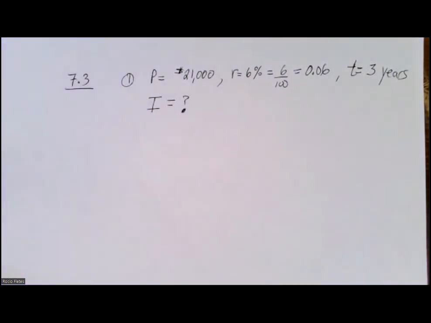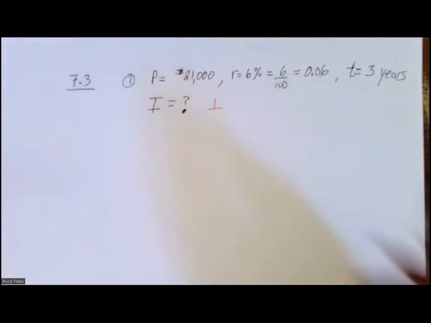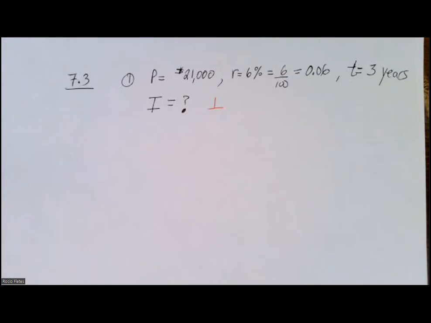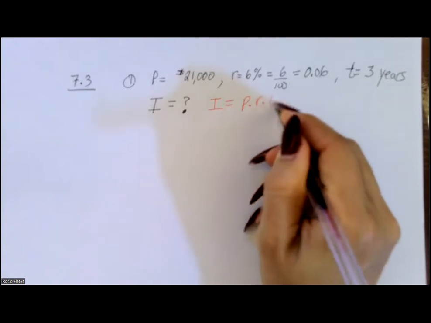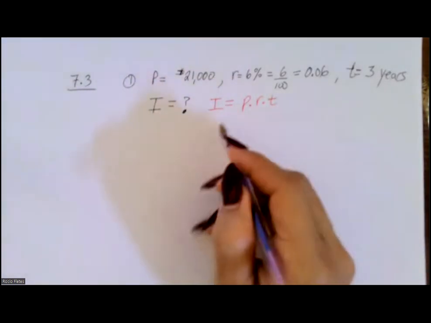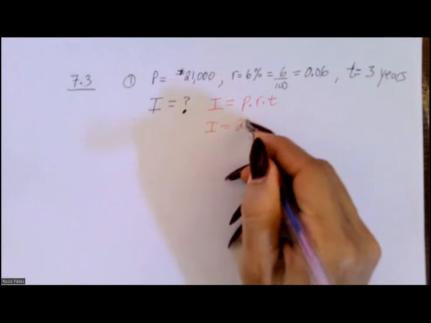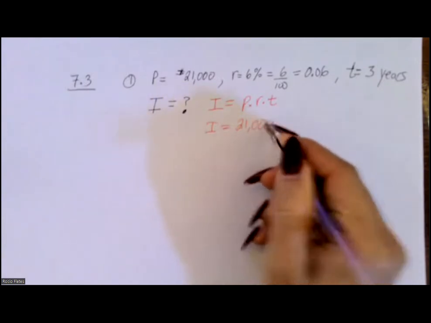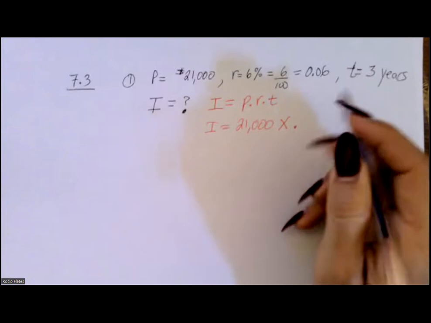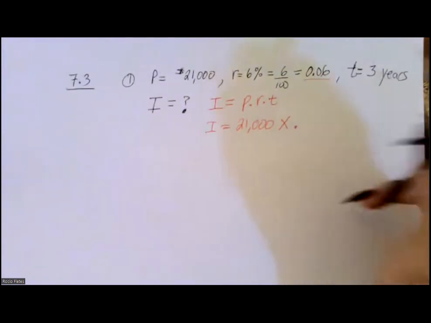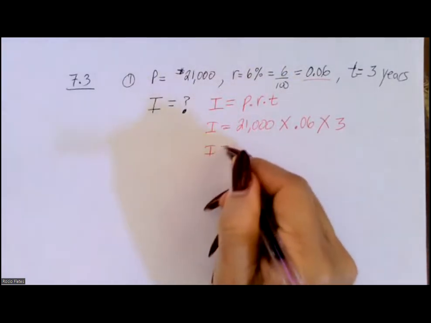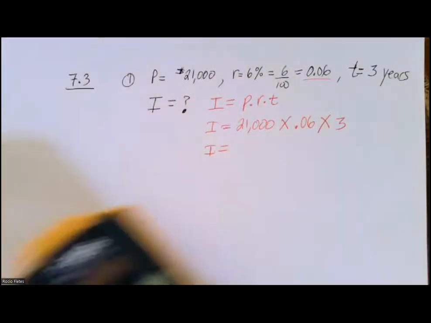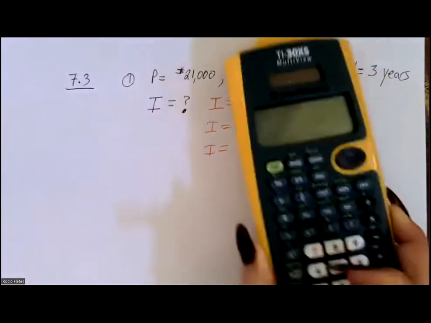Now, what is the formula? We're dealing with simple interest because nowhere in the problem does it say it's compound interest. So the formula is I equals P times R times T. And we're looking for I, so the principal is $21,000. The interest rate, you can write 0.06, times 3, right? And so I equals 21,000 times 6% times 3.